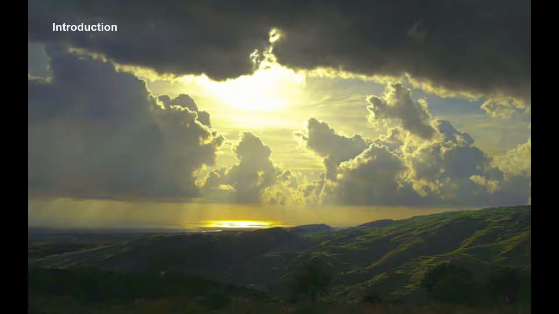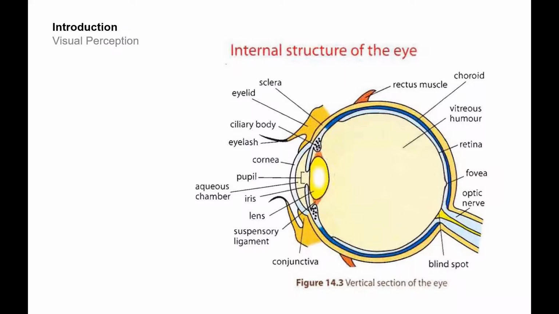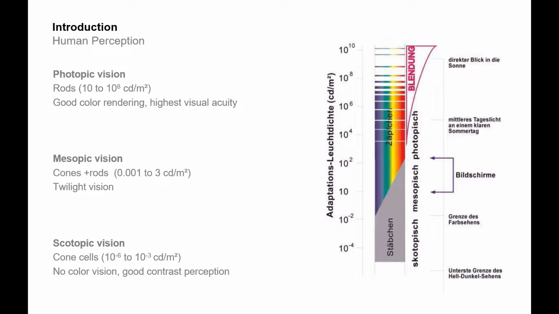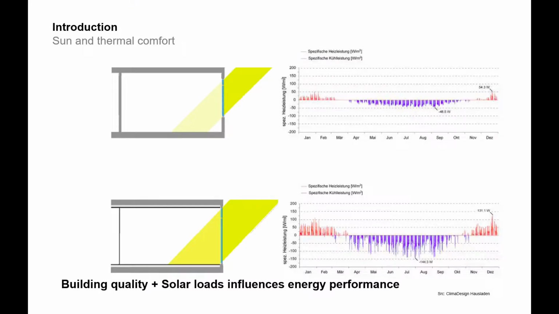We started basically with daylighting and the meaning of daylighting in terms of physical background, what is actually an electromagnetic wave, but also what daylighting means in terms of perception, how our eye functions, and how sensitive the human eye is to different light intensity, because visual comfort is very important for our well-being, but also the solar radiation impacts the energy performance of our buildings.